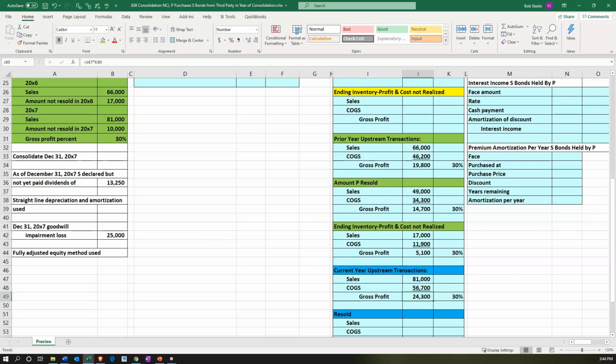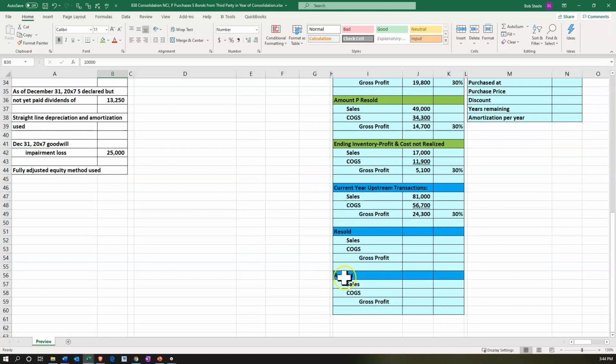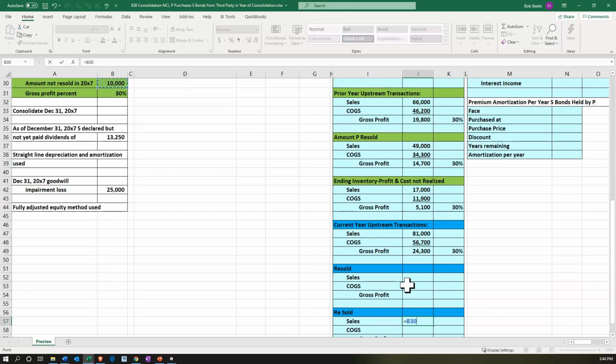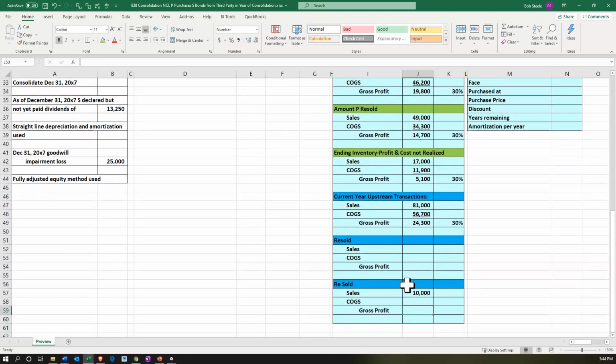If we then go down to the ending inventory, because they gave us the 10,000 here, we'll do that first, and then we'll back into what was resold. We're going to take the sales item. So sales item 10,000, the amount that's still there, the gross profit percent is still that 30%. So if we take that 10,000 times that 30%, there's our gross profit. Then we can back into the cost of goods sold, 10,000 minus the 3,000, 7,000.